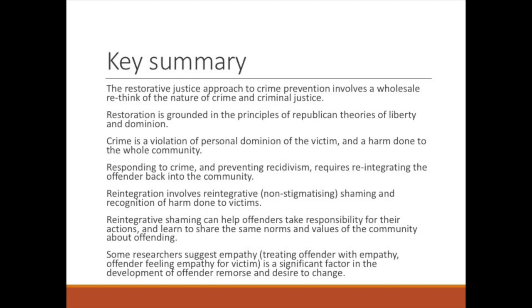Reintegration involves reintegrative, non-stigmatizing shaming and recognition of harm done to victims. Reintegrative shaming can help offenders take responsibility for their actions and learn to share the same norms and values of the community when it comes to offending. Now, some researchers suggest that empathy, that is, treating the offender with empathy, and the offender feeling empathy for their victim, is a significant factor in the development of offender remorse and desire to change, and therefore crime prevention.